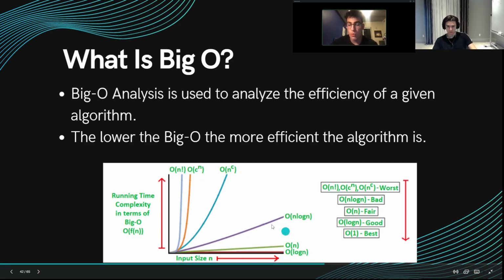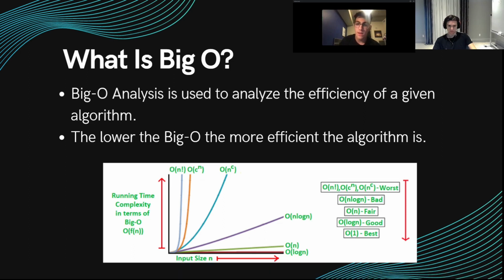So O of 1 will always, always, always be constant, and it's called constant time. Regardless of how big the input that you're giving to the function is, the runtime for the function will always be the same. Log n, as we can see here, is always very close to the x-axis because it doesn't really change that much. If you think about it, when you take the log of a larger number, it's still going to return a relatively small number.